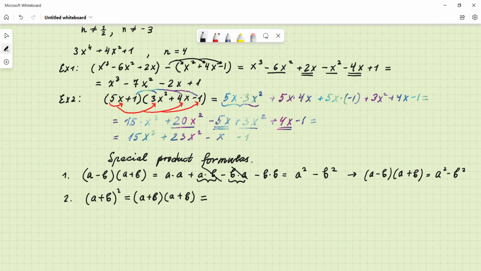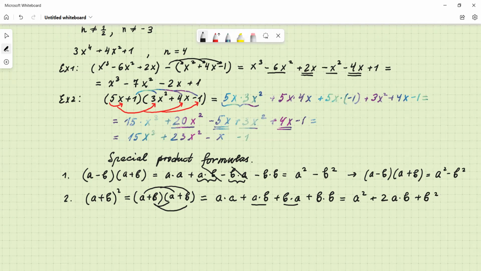Again, I'm going to do the same multiplication over here. So I multiply a by a and then a by b plus a by b, and then b by a and b by b plus b by a plus b by b. So what I'm going to have, a by a is a square. These are the same terms, just the order changed, right? So it's going to give me two terms like a by b. And the last one is b square. So that's going to be the formula.